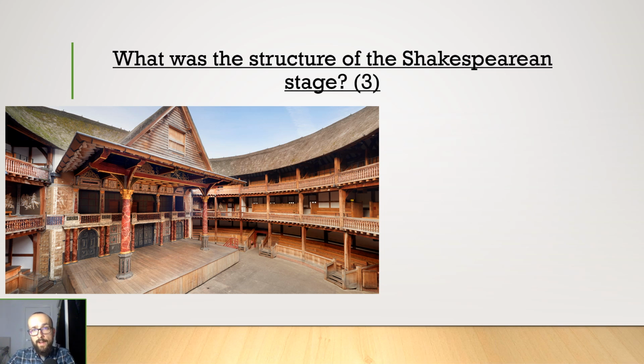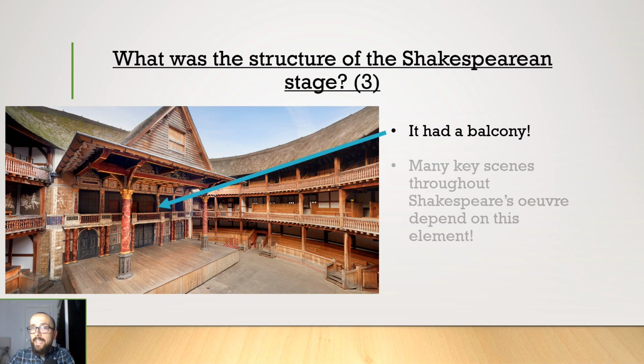Alright, so the next fact about the Shakespearean stage that I think you need to know is that it had a balcony. Now, many key scenes throughout Shakespeare's dramatic oeuvre depend on the theatres he used having balconies. Romeo and Juliet's balcony scene is of course a key example of this, but you should also know that Shakespeare often placed musical performers up on the balcony too.